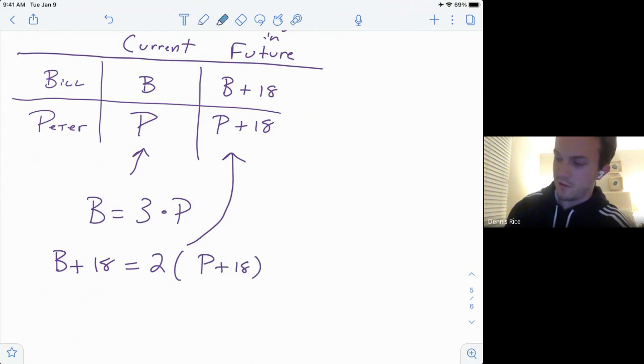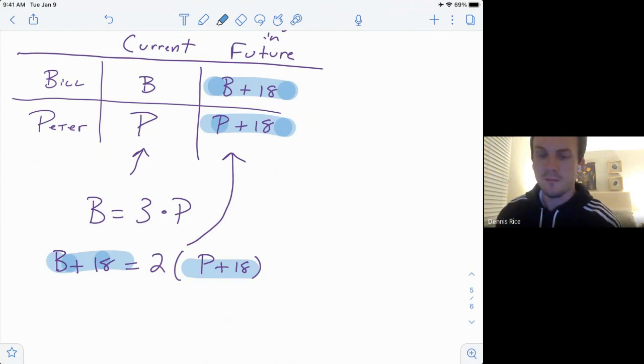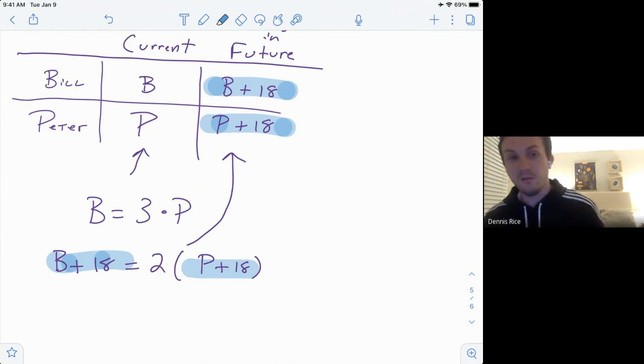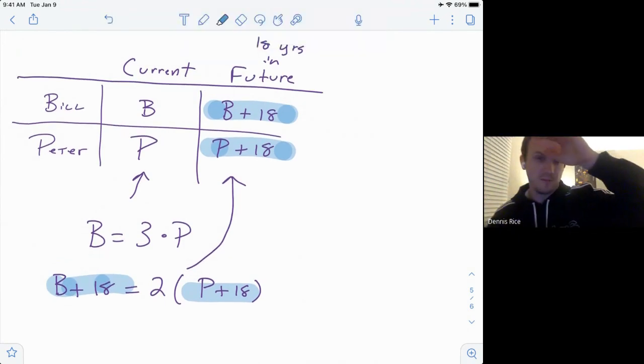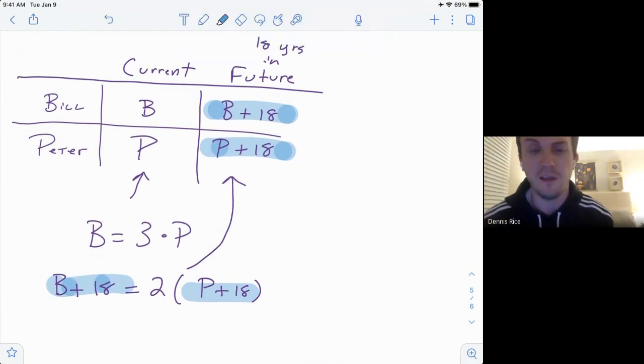So notice how I'm pulling these now, right? Does that make more sense? So if that's helpful, make this little mini table. It's one of those things that doesn't look like it helps that much, but it does. Obviously, if it's a past one, you would just write the word past and put B minus 18 and P minus 18.